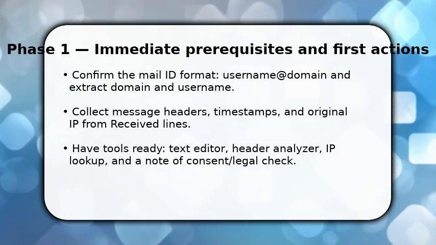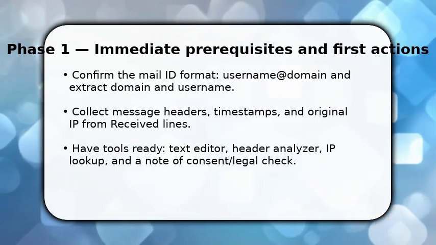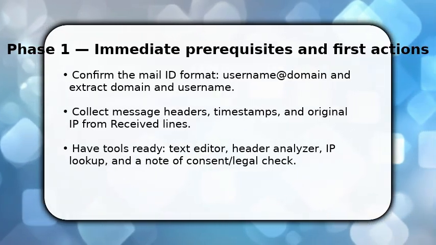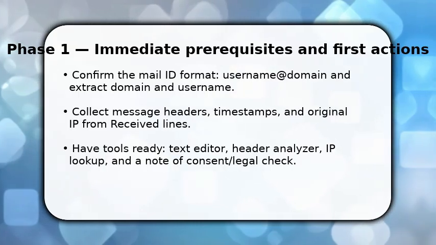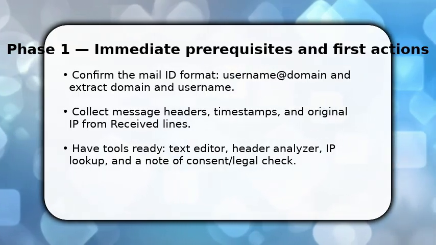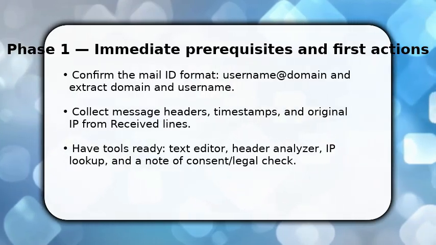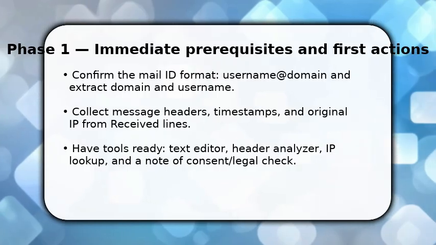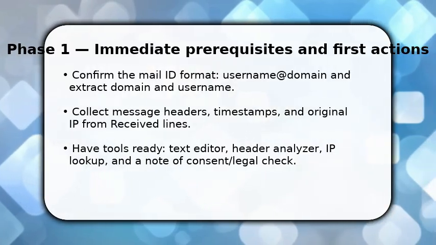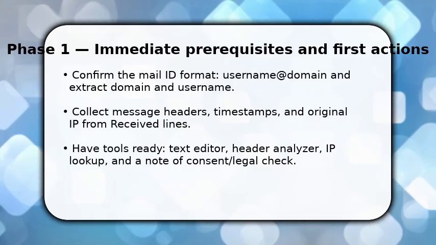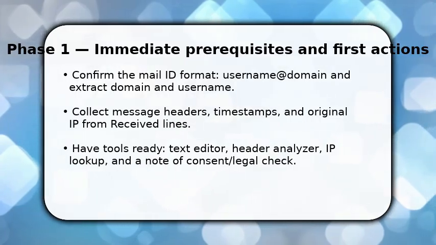You begin by collecting the raw email and its headers. This is essential. Open the message source and copy full headers into a text editor because those received lines hold routing and IP data. Make sure to note the exact timestamp and the mail client shown in headers. Once done, extract the envelope sender and originating IP string. These are the first actionable data points.